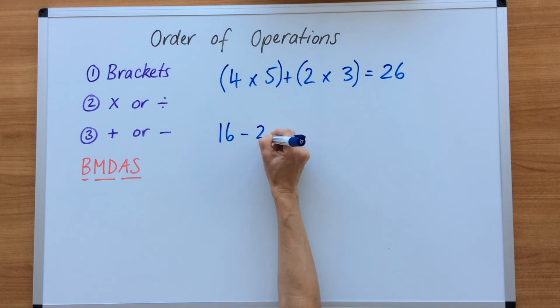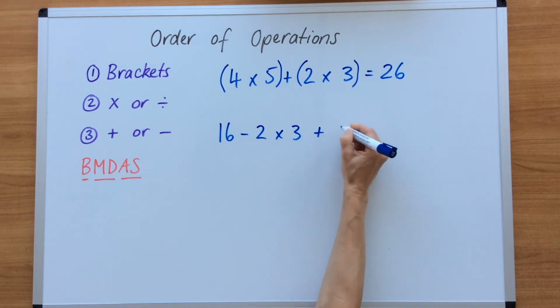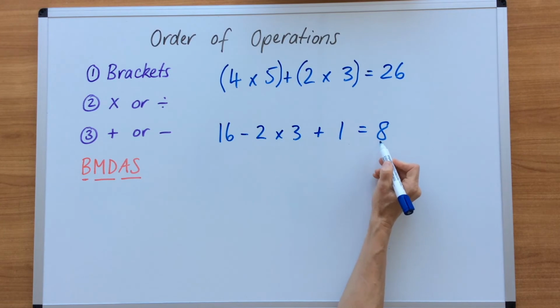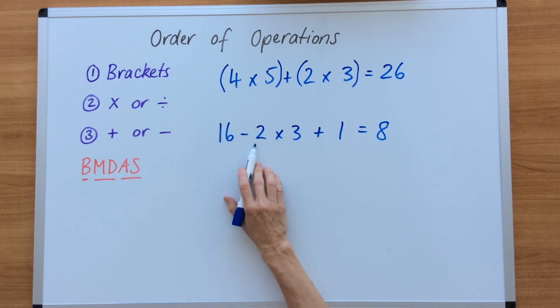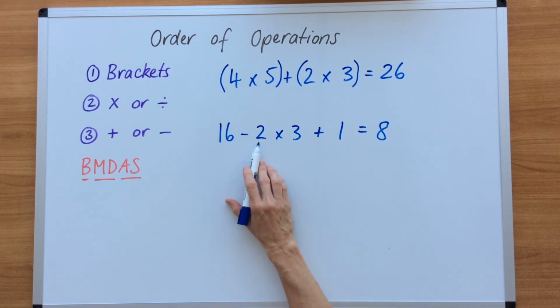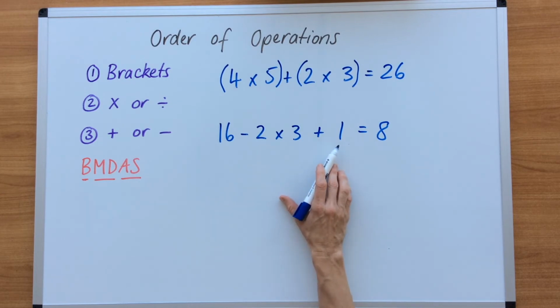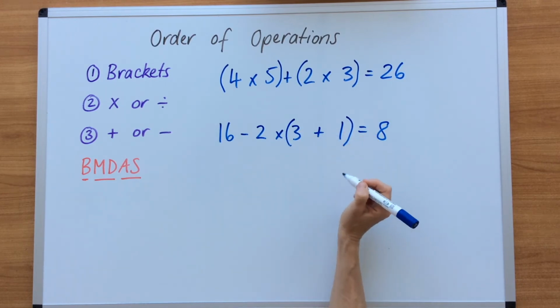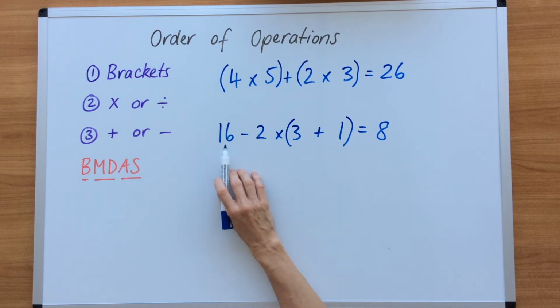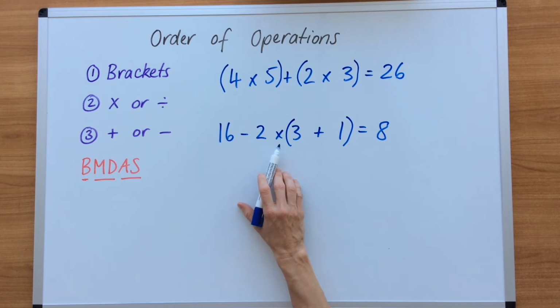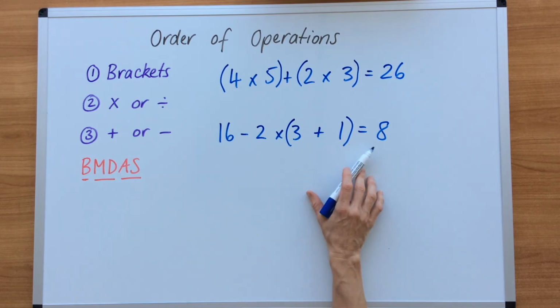We've got 16 minus 2 times 3 plus 1 equals 8. Again, we're given the answer for this one. So basically, to get an answer of 8, you have to bracket something in this question. So if we look at this one here, we've got 16 minus 2 equals 14. And then we've got a times 3 plus 1. Now, if we put a bracket around the 3 and the 1, that gives us a 4. So 16 minus 2 times bracket 3 plus 1, which is 4, is going to give us the answer of 8.